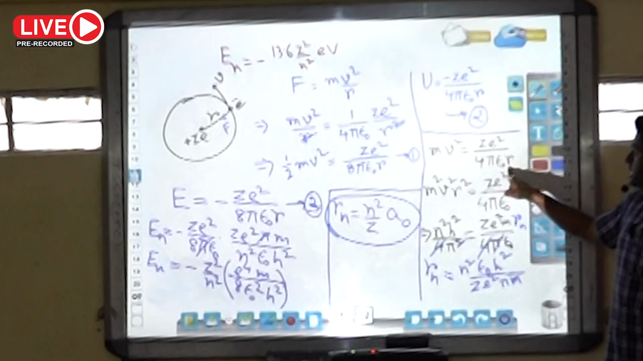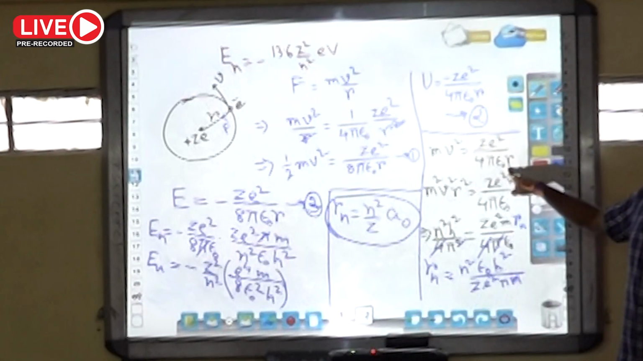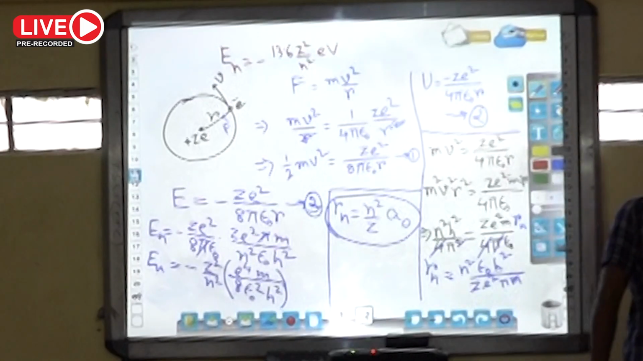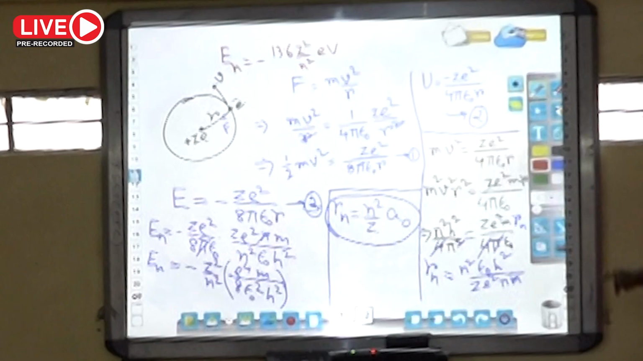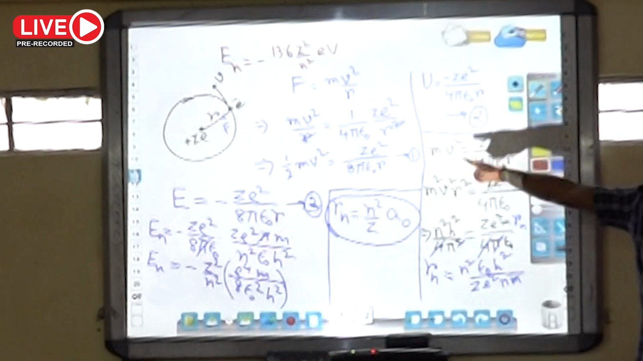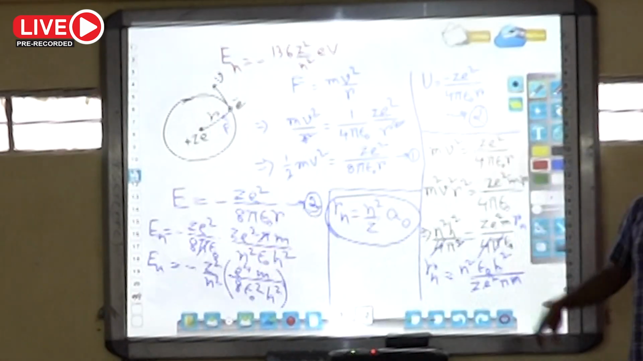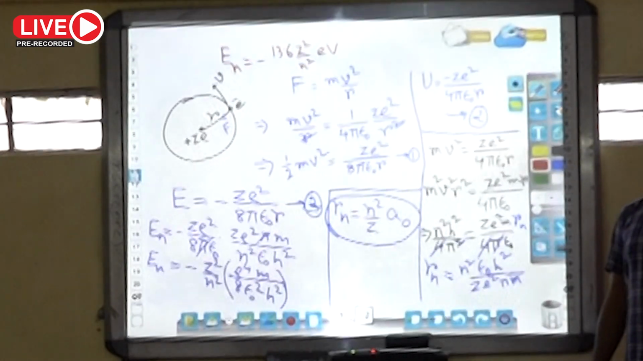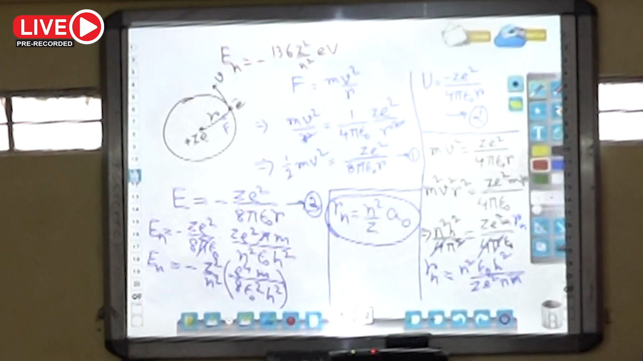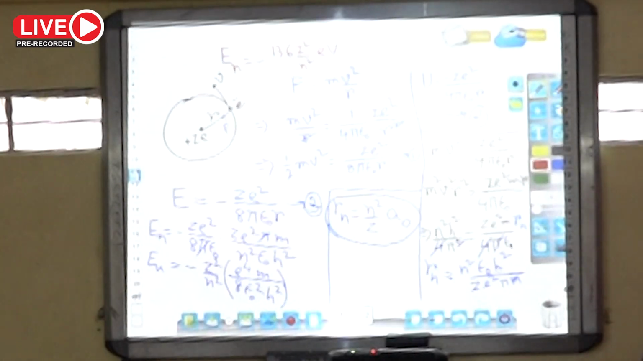So if I put here R directly proportional to N square, so V square will be proportional to 1 by N square, because R is directly proportional to N square. So if I calculate the root, then V is proportional to 1 by N. So as the principal quantum number increases, the orbits are far away, and the velocity will decrease. N increases means velocity will decrease.